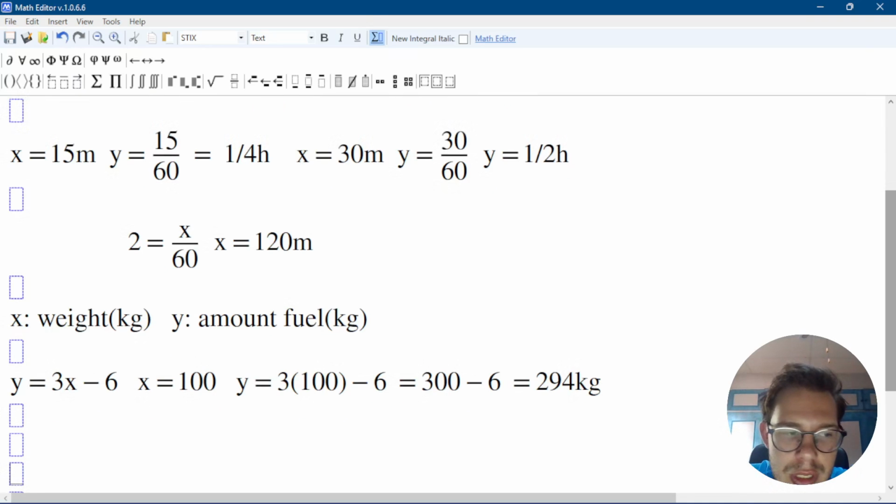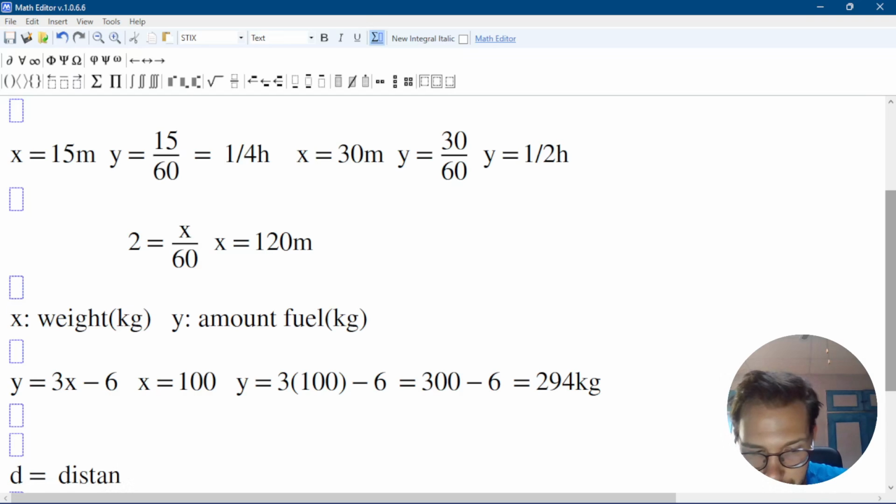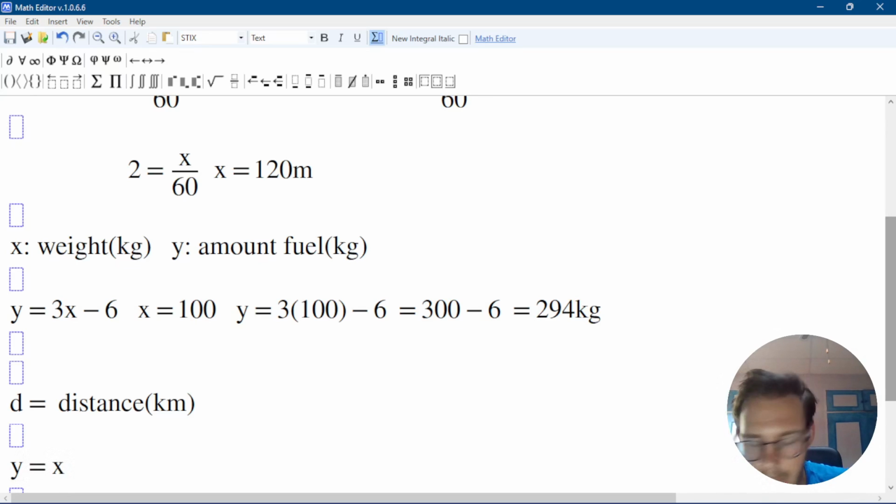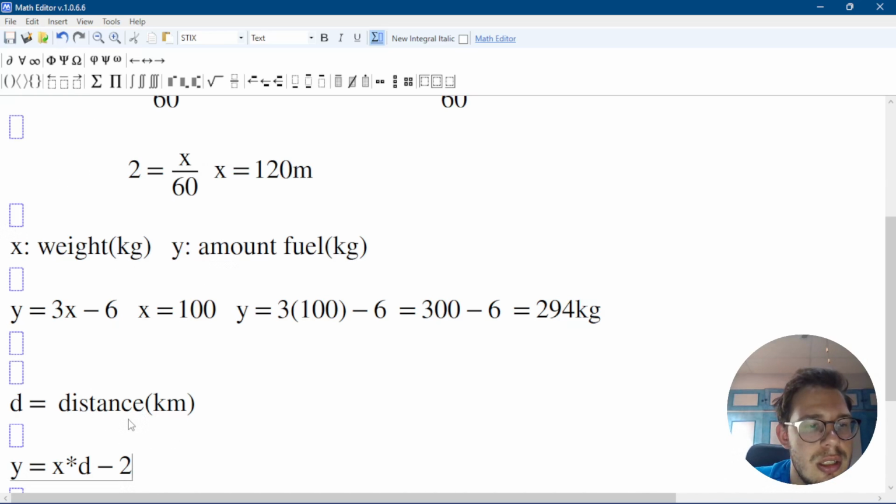But if you really think of it, we also need the distance that we're going to travel to get the amount of fuel, because if we're going to Europe, then we need more fuel than when we may be going to America. So we can say d is equal to distance in kilometers. Then we do additional research and we see y is equal to x times d minus 2. So now, if you give me the weight of our baggage and the distance we're going to fly, then I can give you the amount of fuel we need.